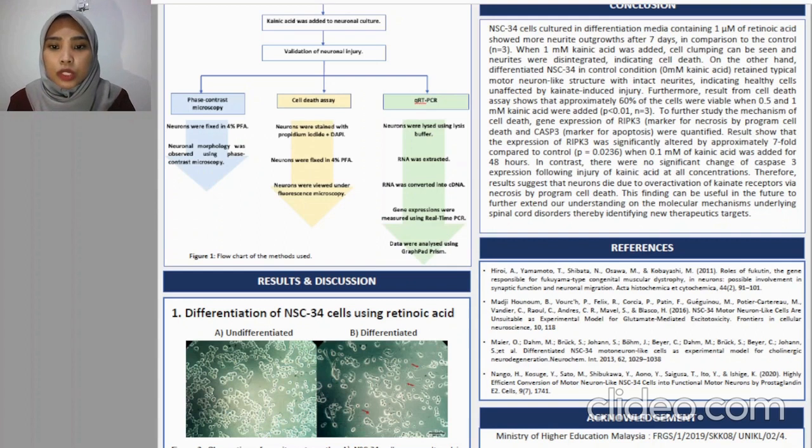This finding can be useful in the future to further extend our understanding of the molecular mechanisms underlying spinal cord disorders, thereby identifying new therapeutic targets.